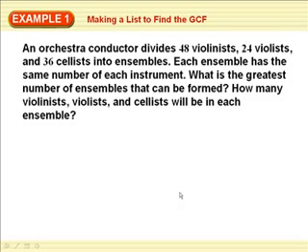Alright, so let's do some of them. Example 1. An orchestra conductor divides 48 violinists, 24 violists, and 36 cellists into ensembles. Each ensemble has the same number of each instrument. What is the greatest number of ensembles that can be formed? How many violinists, violists, and cellists will be in each ensemble? So basically what they're asking us to do is to find the greatest common factor of 48, 24, and 36.